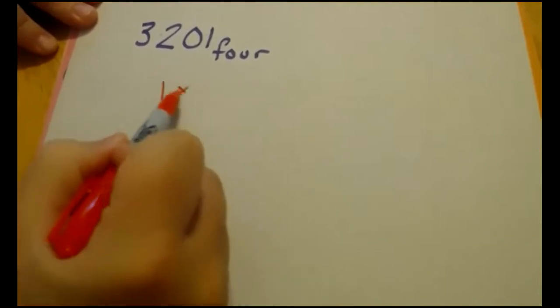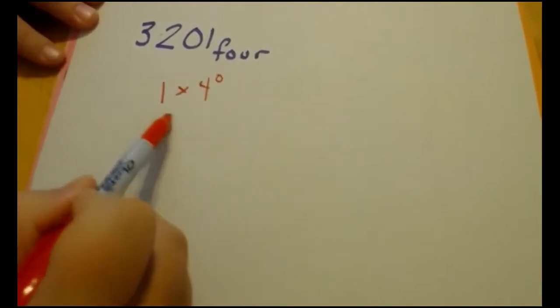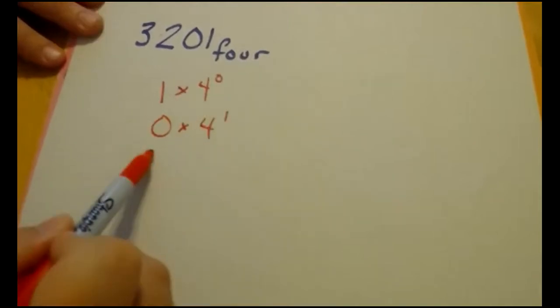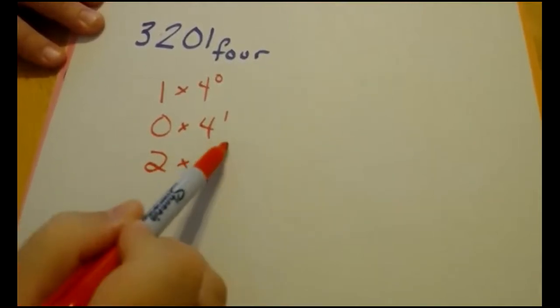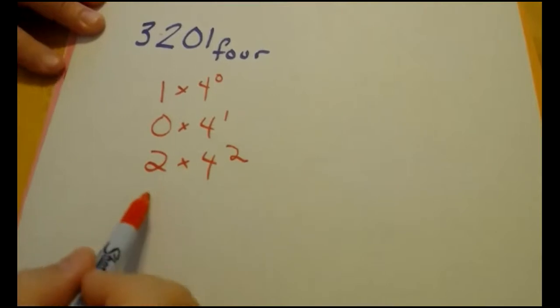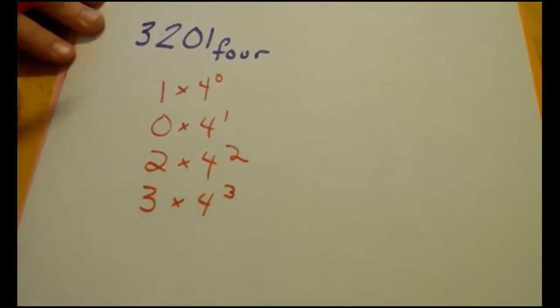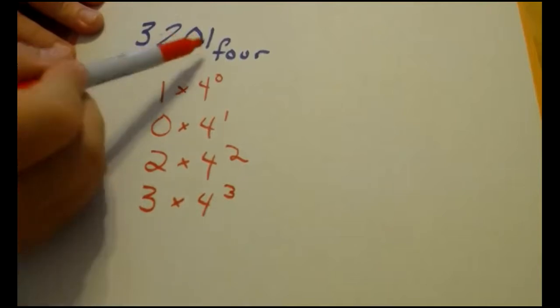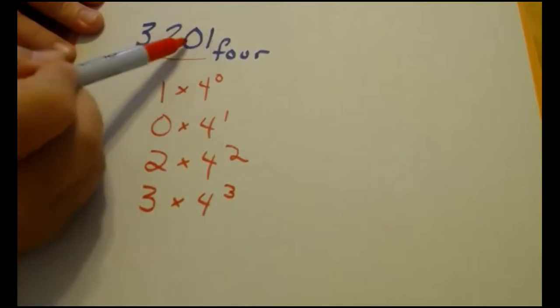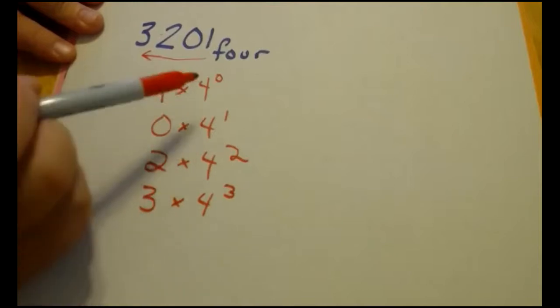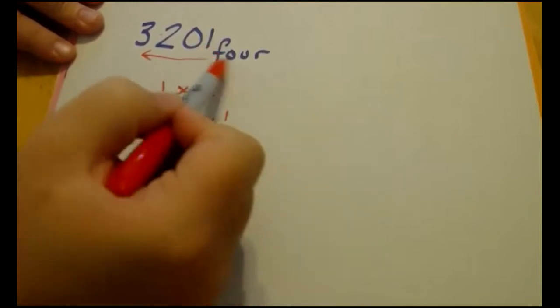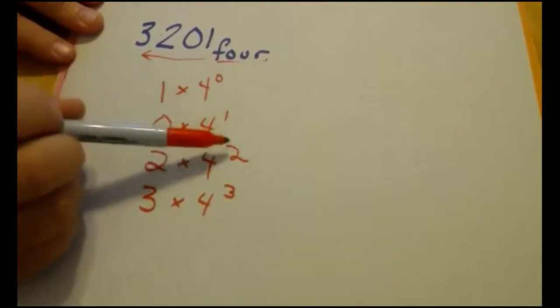For this one, we're going to do a similar thing, but we're going to use powers of 4 instead. So it should be 1 times 4 to the 0, plus 0 times 4 to the 1, plus 2 times 4 to the 2, and then, of course, 3 times 4 to the 3. These numbers come straight from this, in this direction: 1, 0, 2, and then 3, right? And this number 4 is here because it's the base. And then the powers escalate as you go.